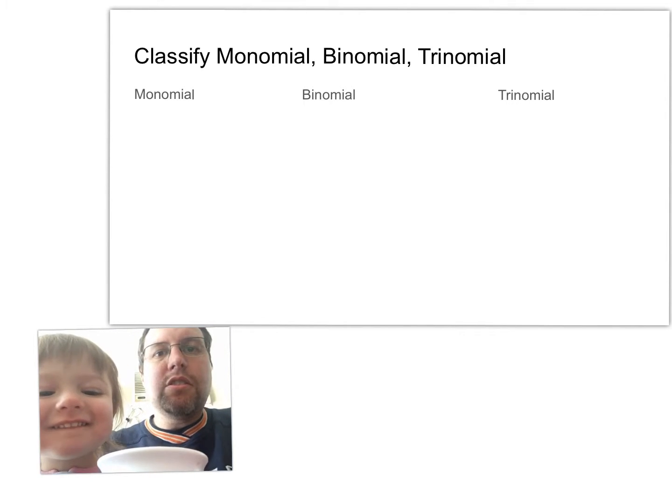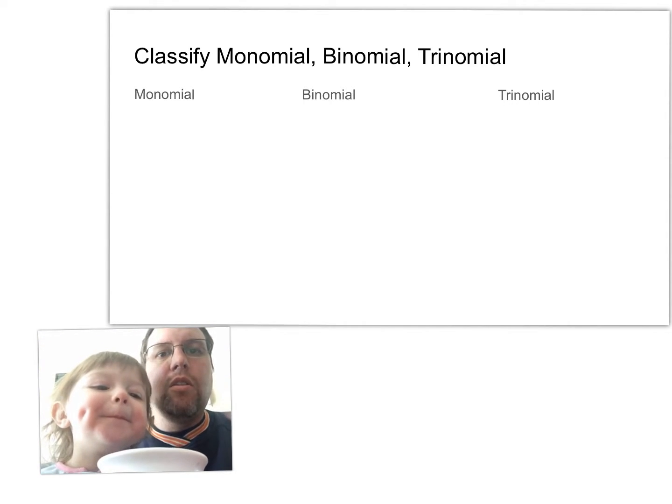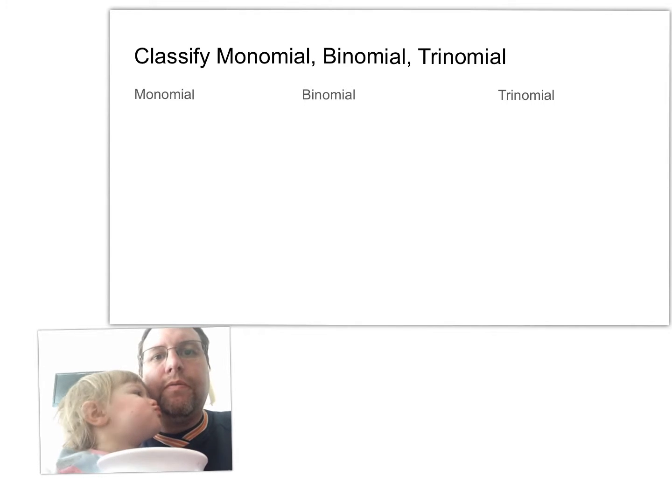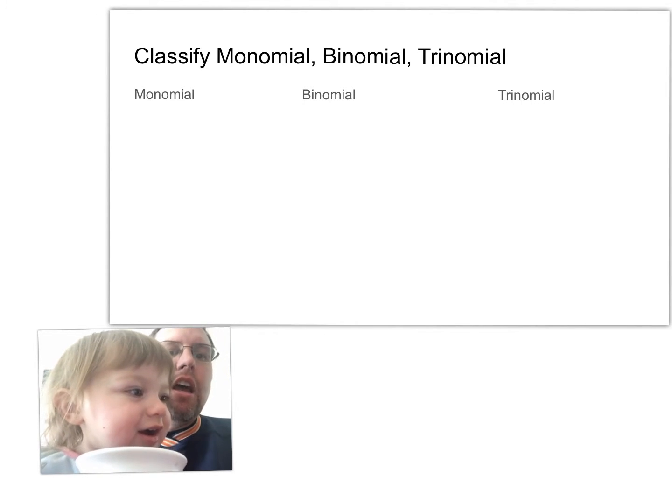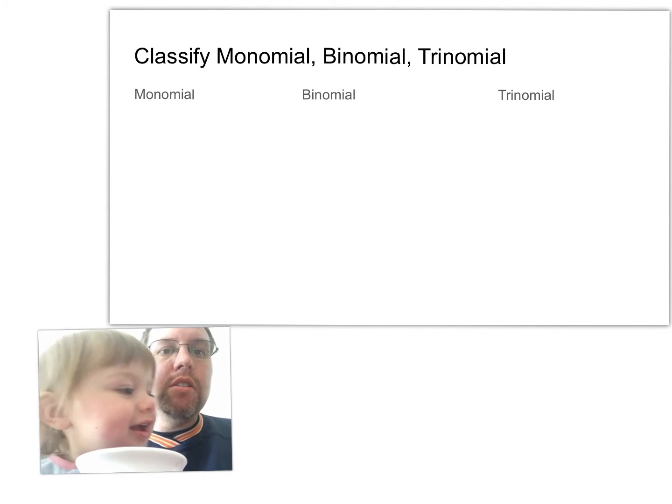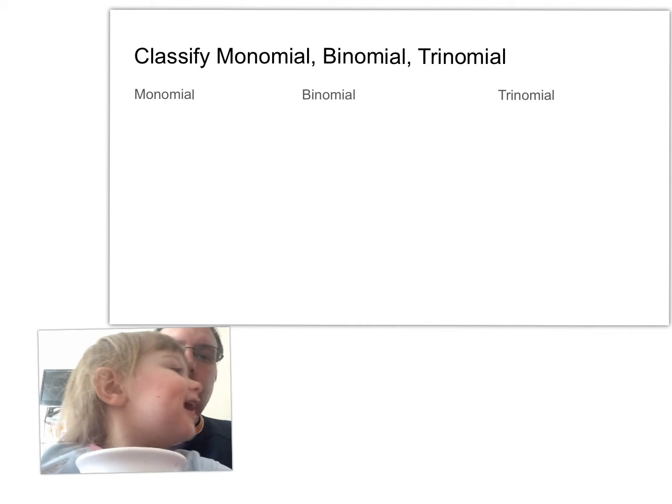Alright, so let's start off with a monomial. Remember, a monomial is basically a one-termed piece with no plus or minuses.